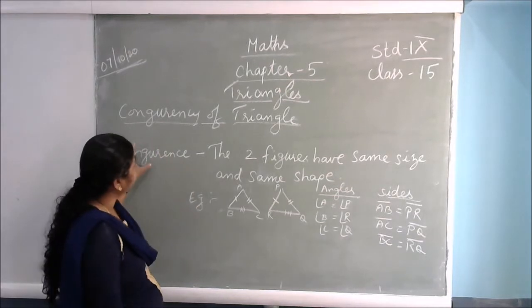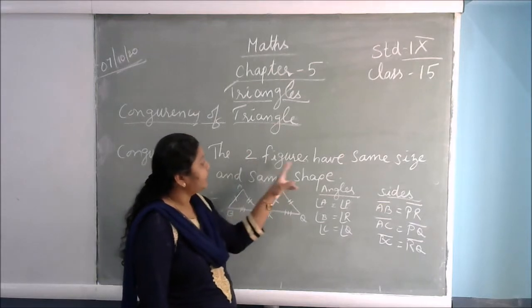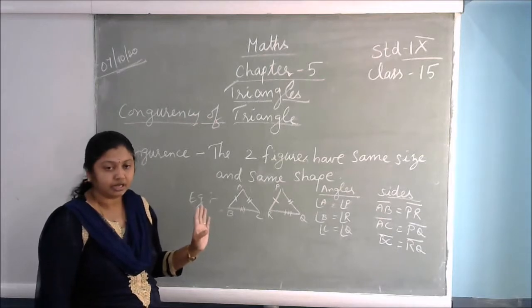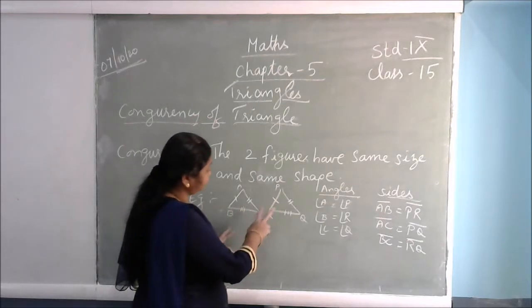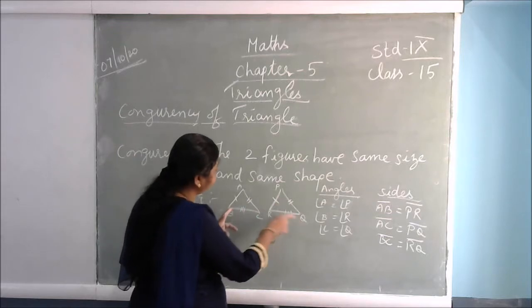So congruence means what? The two figures, the given figures, have the same size and the same shape. Okay, the size and shape are also the same. It's called congruence. See in this figure, two triangles I have drawn here.